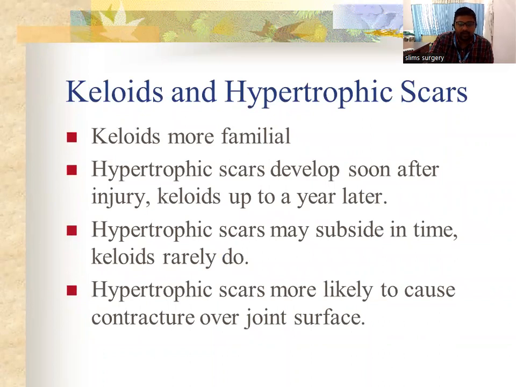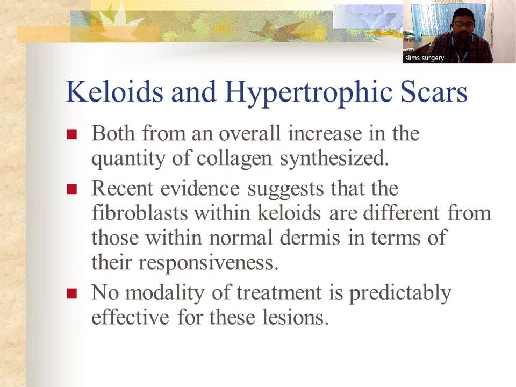Keloids are more familial. A hypertrophic scar develops soon after the injury and may subside in time. Keloids rarely do. Hypertrophic scars are more likely to cause contracture over a joint surface. Both form from an overall increase in collagen synthesis. No modality of treatment is predictably effective for the lesion.